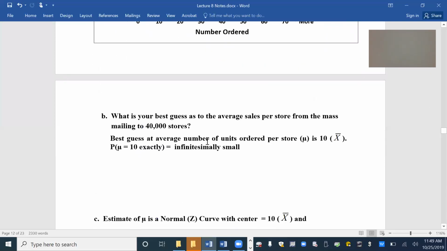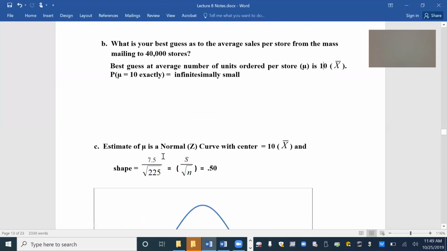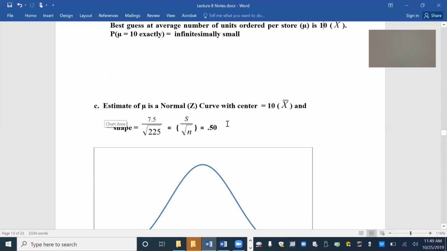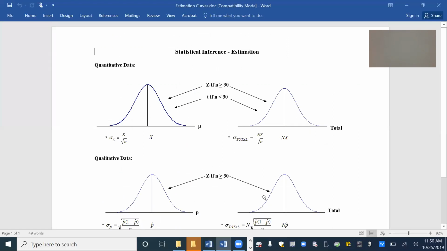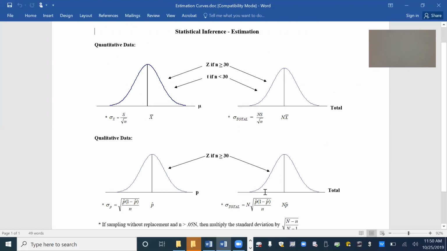So I think that we're going to sell around 10 per store. Could it be less than that? Yeah. Could it be more than that? Yeah. But I think it's going to be pretty close to that because 225 is a big sample. Well, how close is it? Give me a 68, give me a 95, give me a 99% probability interval that now we're going to call a confidence interval. And then I said, oh, page 17, come on down.